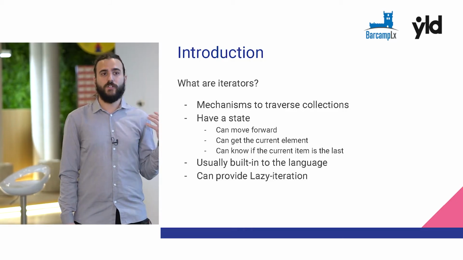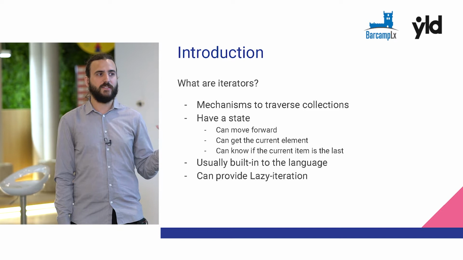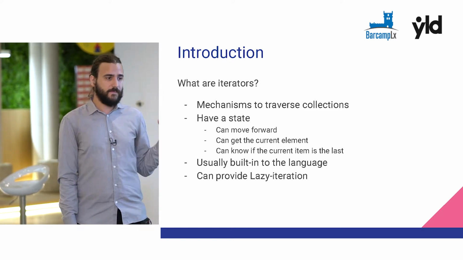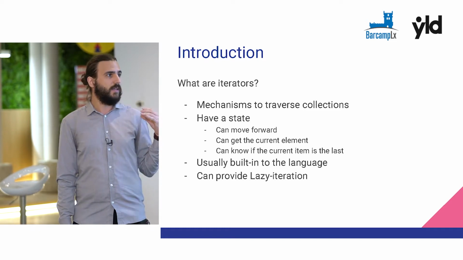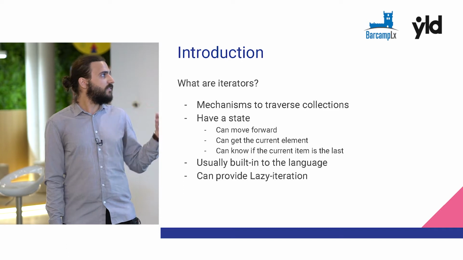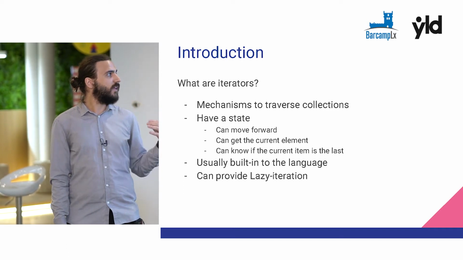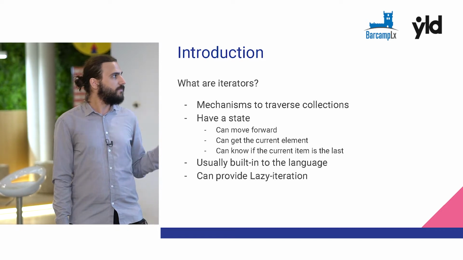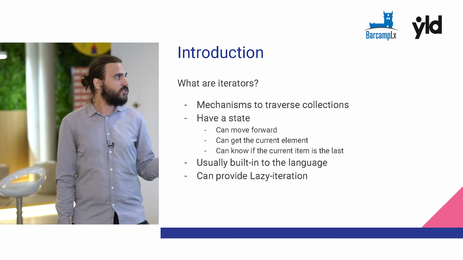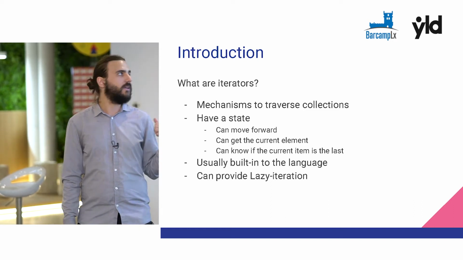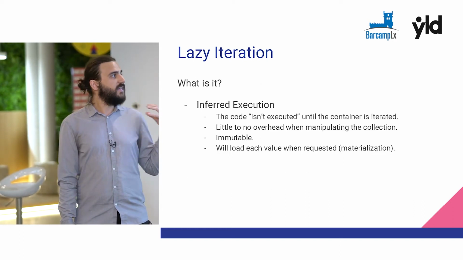First of all, what are iterators? Iterators are mechanisms that allow you to traverse collections. They are stateful, which means that you can pause the iteration. Therefore, you have a state which allows you to get the current element, check if it's the last element, and move forward. They are usually built into the language, and they can provide lazy iteration, which is also a big topic in this presentation.